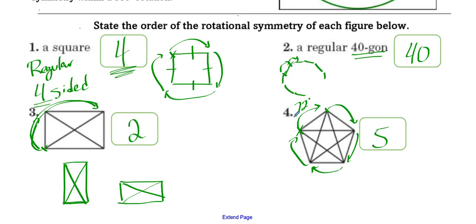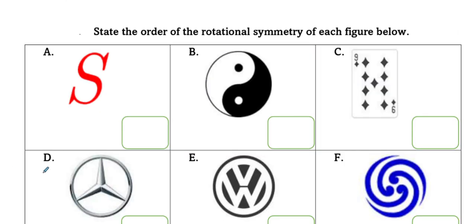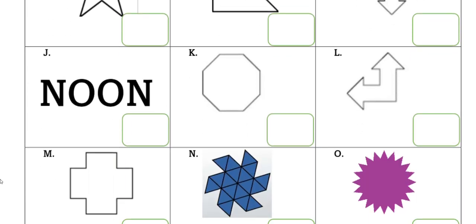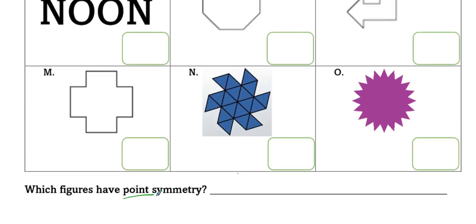Alright, again, you got some practice. You should be able to figure out the order of rotational symmetry for each of these, and then which ones have point symmetry. Again, that's just by 180 degrees.